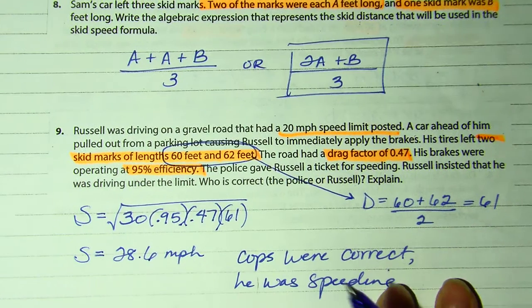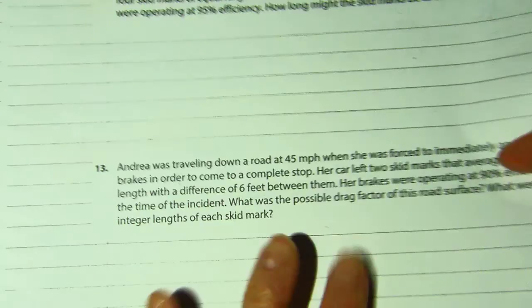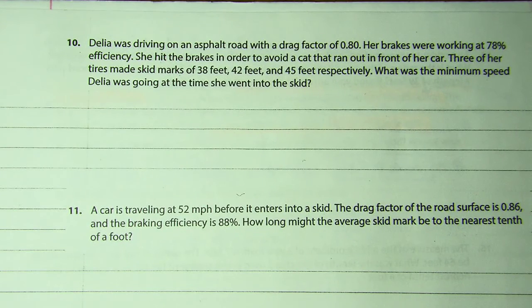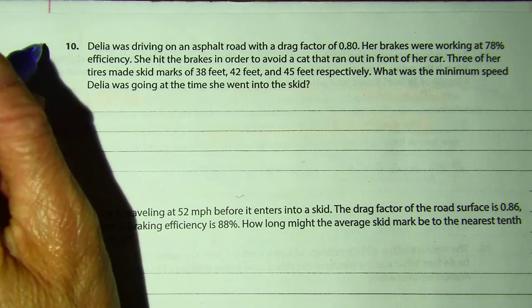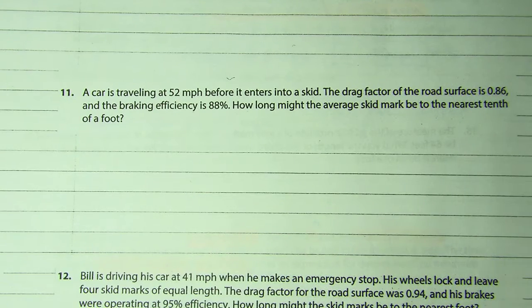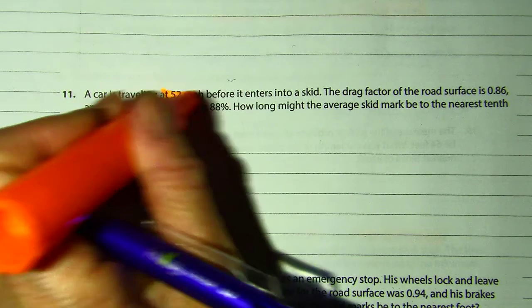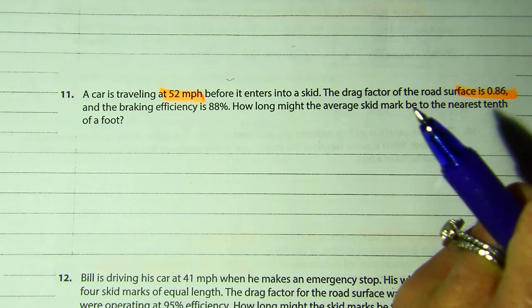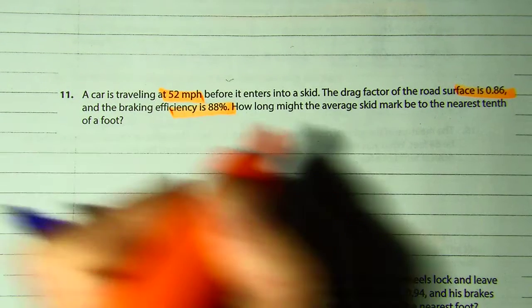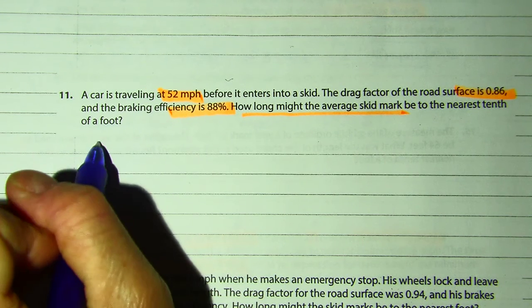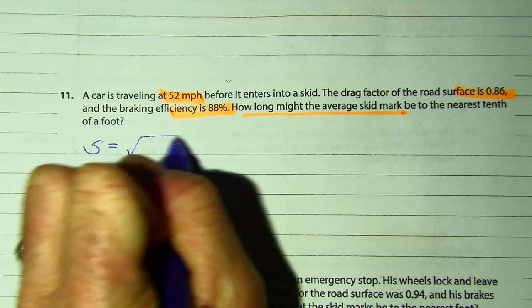Okay. All right, we have a few more, well, quite a few more. This next one is very similar to the last one, so I'm not going to do it. Number 11. A car is traveling at 52 miles per hour. So they've already told us the speed. Here's the drag factor, efficiency. How long might the skid mark be? So here's the formula. I'm using that speed formula again.